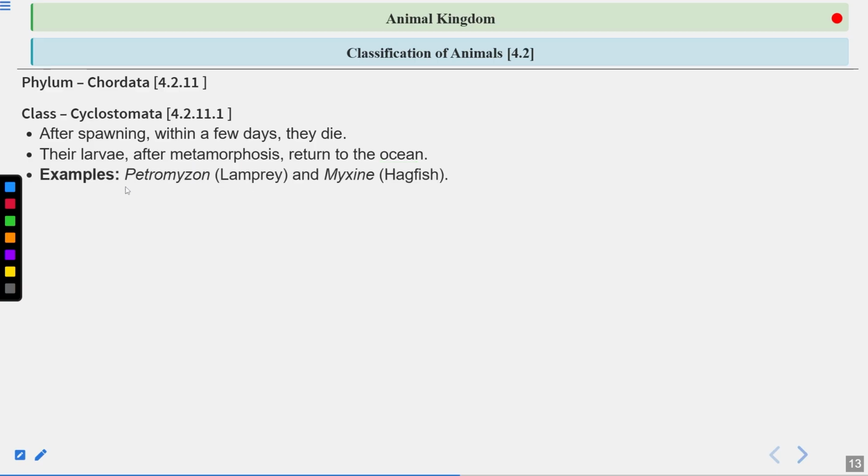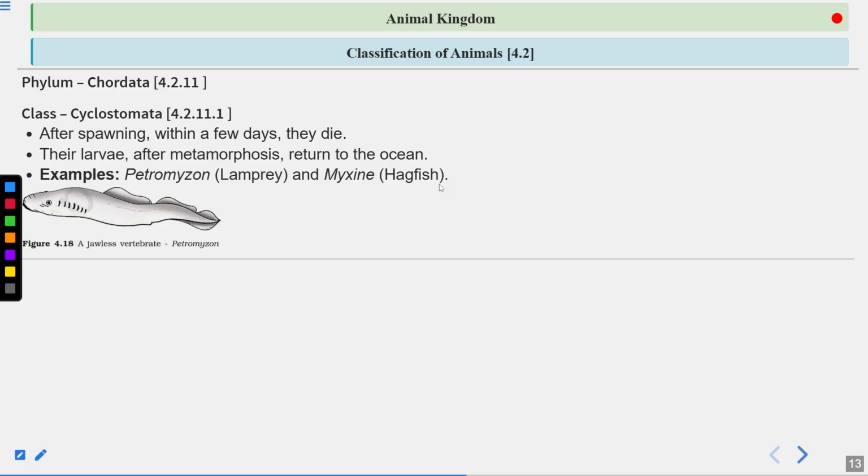Petromyzon, this is one example of the cyclostomes. Here you can see Petromyzon, commonly called lamprey. Myxine is called hagfish. So these are some examples of the cyclostomata. You can see here, this is Petromyzon, the lamprey.